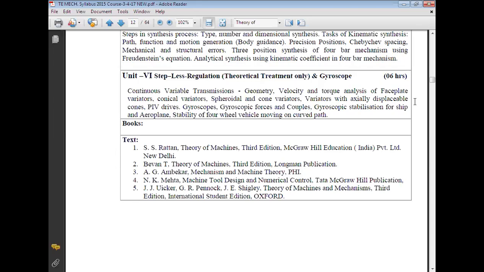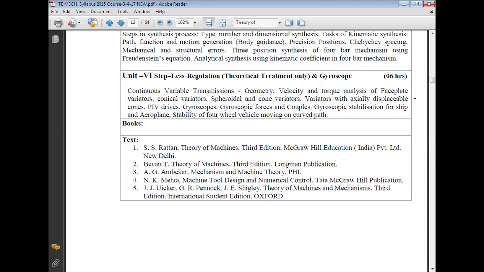What we are going to discuss in this is gyroscopes, different gyroscopes, then different gyroscopic forces and couples acting on the gyroscope, gyroscopic stabilization for ship and aeroplane. This is what we are going to see. Stability of a four-wheeler if it is moving on a curved path. So this is what we are going to see.